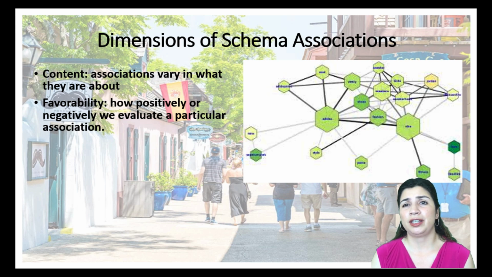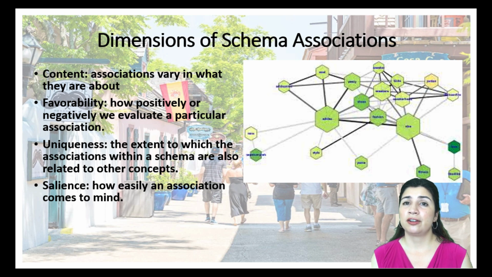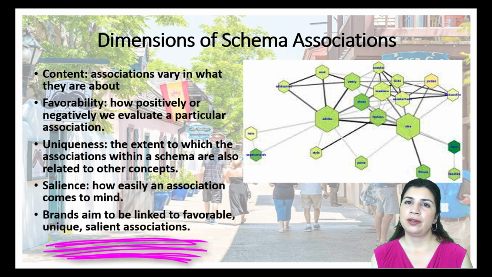Favorability is how positively or negatively we evaluate a particular association, and uniqueness is the extent to which the association within a schema is also related to other concepts. For instance, fast service is not unique to McDonald's, but the Big Mac is. Salience refers to how easily an association comes to mind. For example, McDonald's may quickly bring to mind the Golden Arches, but less readily brings to mind salads. Brands aim to be linked to favorable, unique, salient associations.